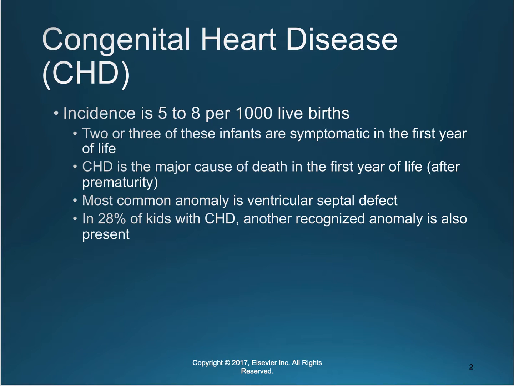Incidence is 5 to 8 per 1,000 live births. 2 or 3 of these infants are symptomatic in the first year, but congenital heart disease is a major cause of death in the first year of life, second to prematurity. The most common anomaly is ventricular septal defect, and we'll show that when we look at some of the pictures. You're really going to want to understand the heart anatomy to understand these congenital heart diseases. In 28% of the kids with congenital heart disease, another recognized anomaly is also present.